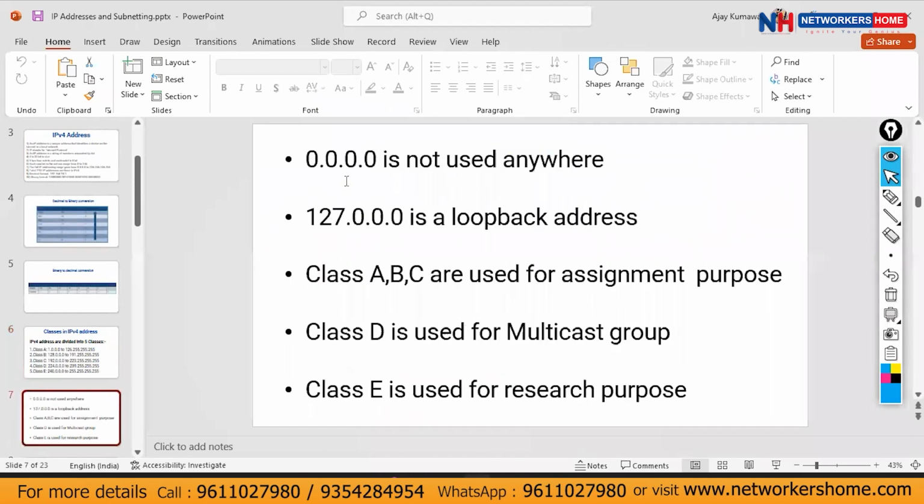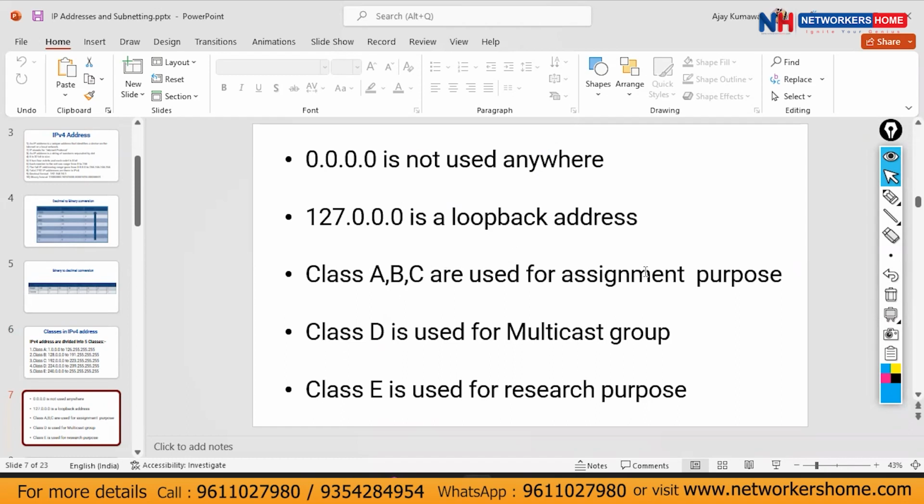Now, there's one more thing. The 0.0.0.0 is not used anywhere, because if I try to assign it in the system, it says assign only between 1 to 223. So you cannot use the 0. And then there's one more special kind of address, that is the loopback address. The 127.0.0.0 network is used for loopback. Loopbacks we'll be discussing when we are studying routing, and there I'll discuss the loopback addresses.